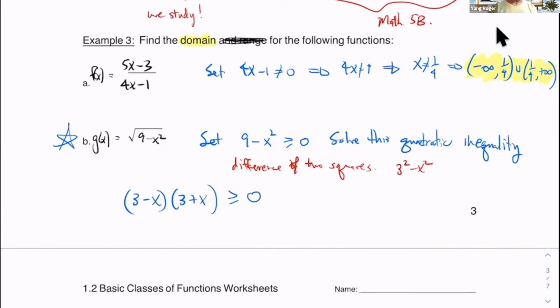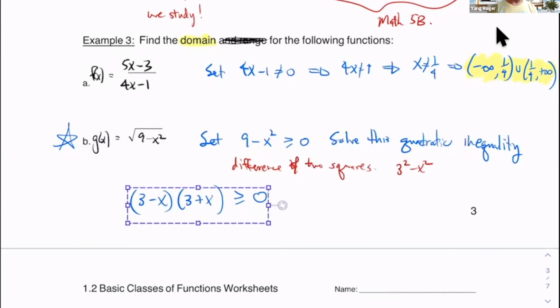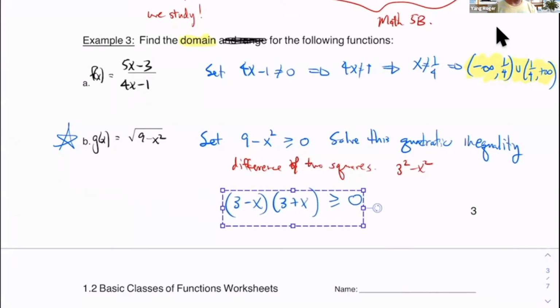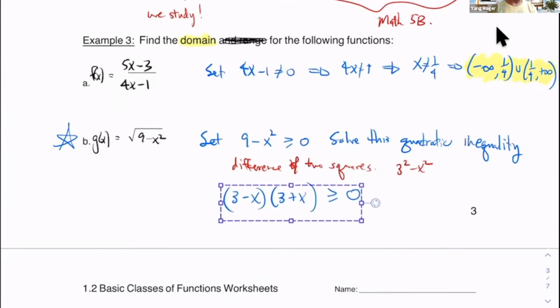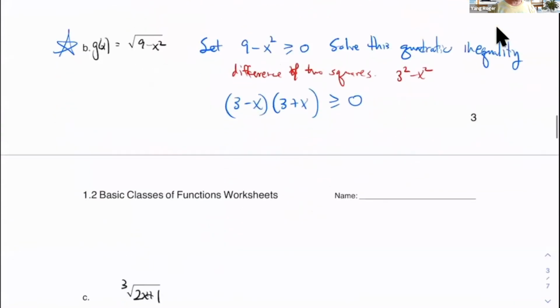Okay. So we're still in the process of solving this quadratic inequality. In order to solve this quadratic inequality, we need to know where the zeros are. So I think you guys can see that it equals 0 at 3 and negative 3.